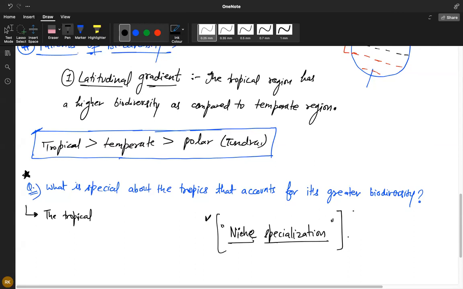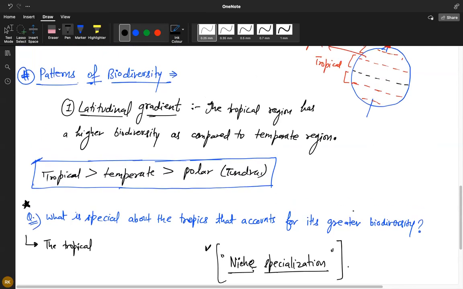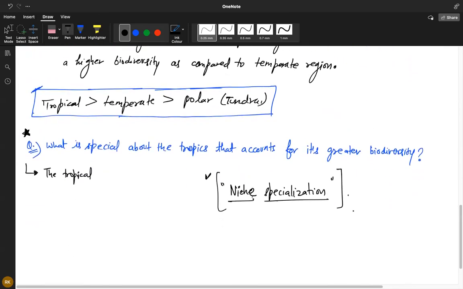Okay. One more thing you can add, that constant environment also promotes higher productivity, which is not directly associated, but indirectly associated. Just like one last line: constant environment also promotes higher productivity. And then your answer is complete. So this is the only question and the most important question that can be asked from the latitudinal gradient pattern of biodiversity.